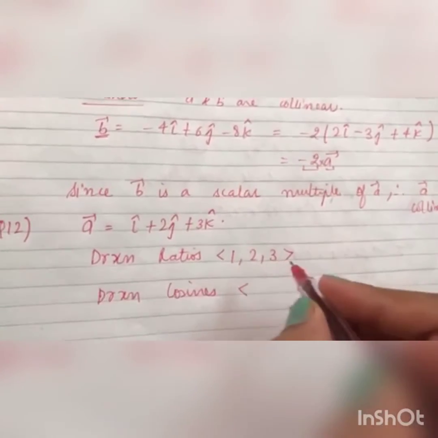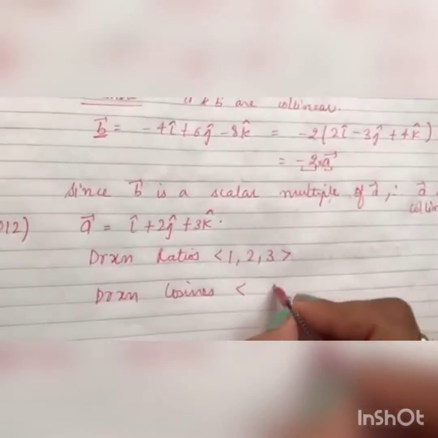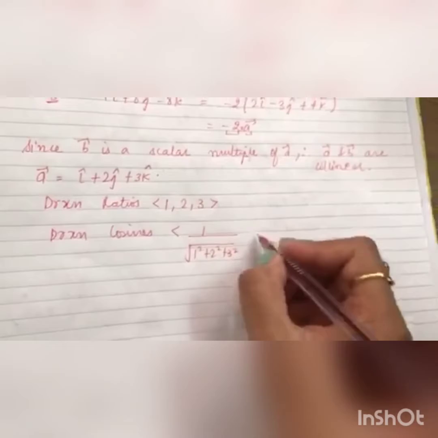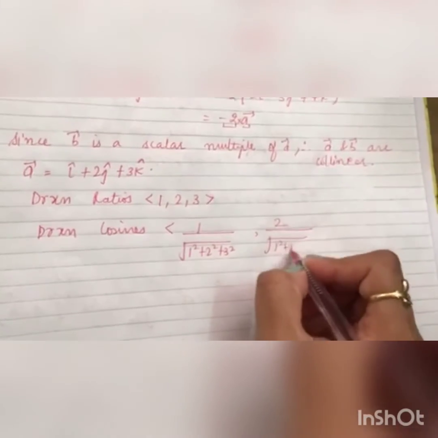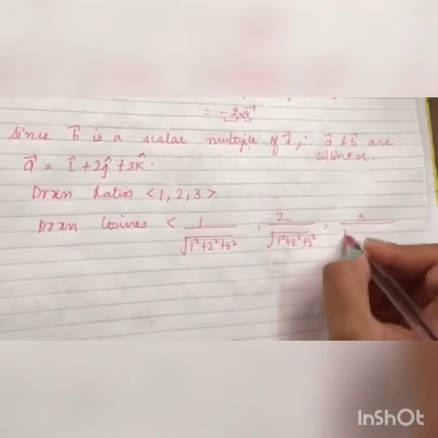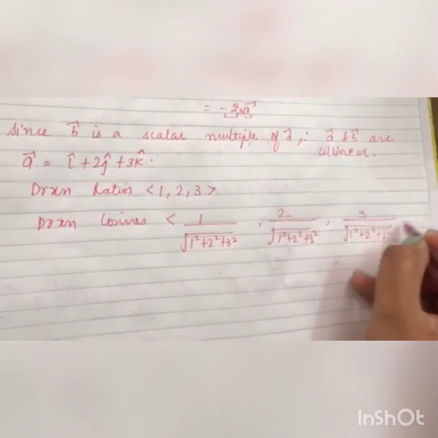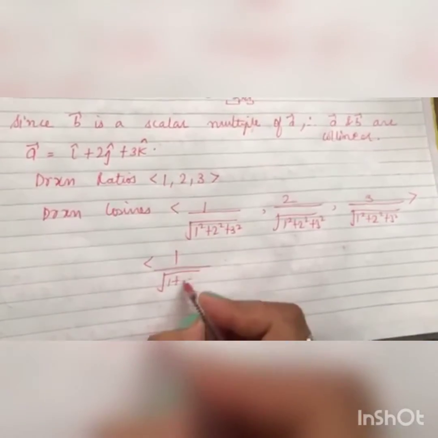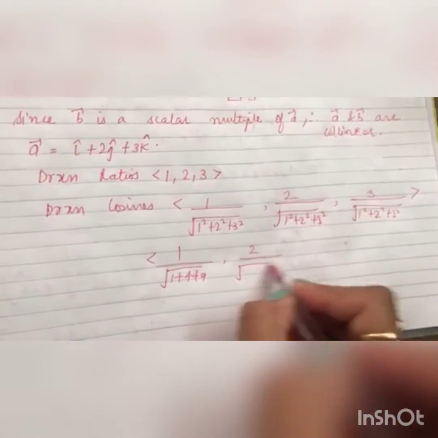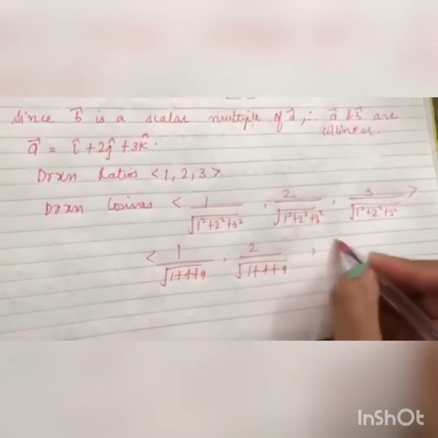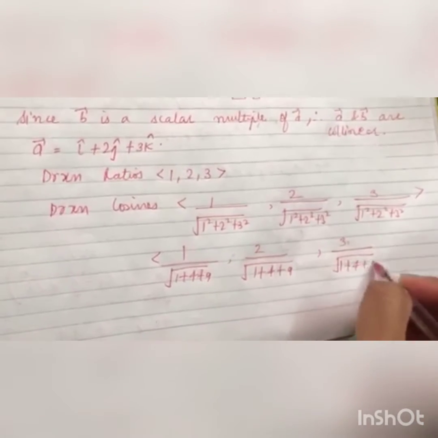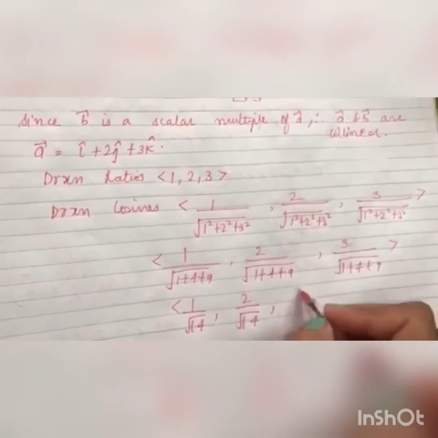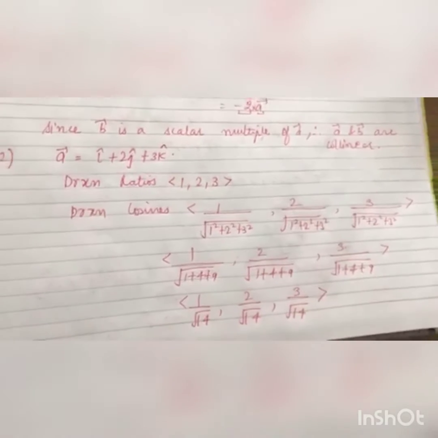If you have to convert the direction ratios to cosines, you have to simply divide them by the magnitude. So magnitude is root of 1 square plus 2 square plus 3 square. That means 1 upon root of 1 square plus 2 square plus 3 square, 2 upon root of 1 square plus 2 square plus 3 square, 3 upon root of 1 square plus 2 square plus 3 square. So this is 1 upon under root of 1 plus 4 plus 9, 2 upon under root of 1 plus 4 plus 9, 3 upon under root of 1 plus 4 plus 9, that means 1 upon under root 14, 2 upon under root 14 and 3 upon under root 14.